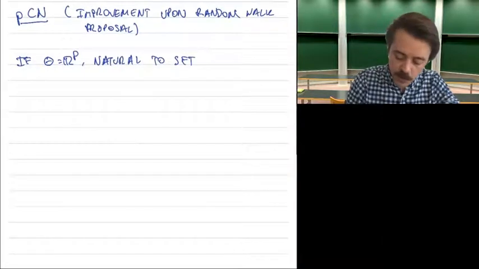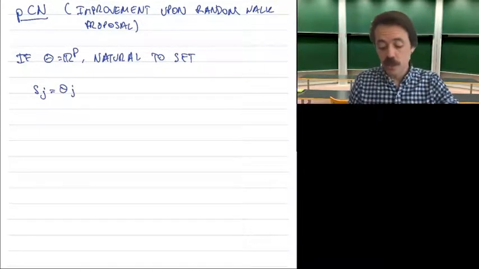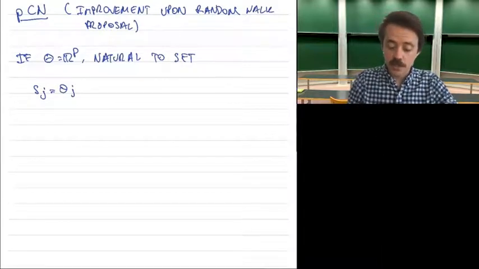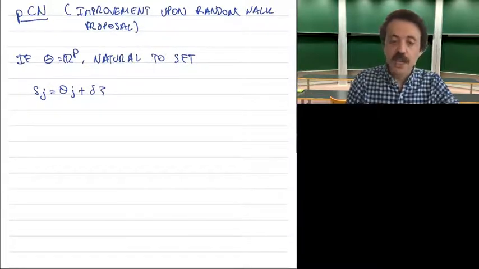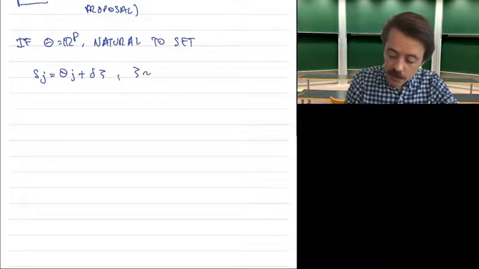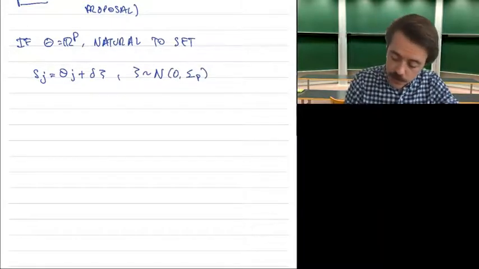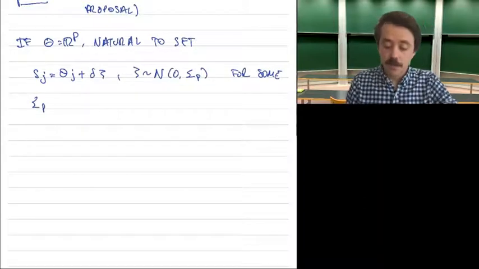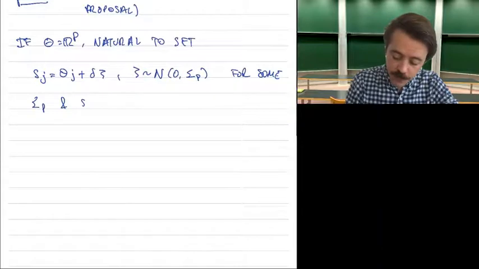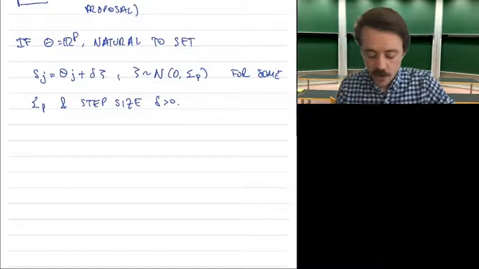then, so remember we called Sj the proposal at the jth step. And so it is quite natural to just say, well, maybe it is a value around this theta j, which is the current state of the Markov chain. And so then we're going to add a bit. So this delta is a small number times xi, and xi is a normal distribution with zero mean and some covariance matrix capital sigma. And so this is for some capital sigma p, and also for step size delta greater than zero.